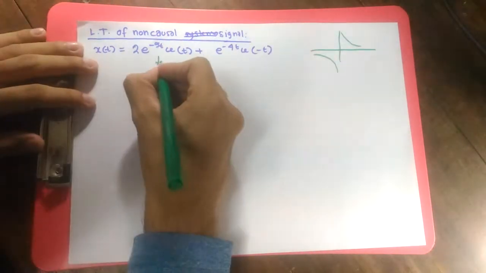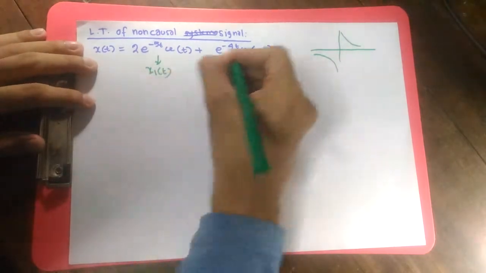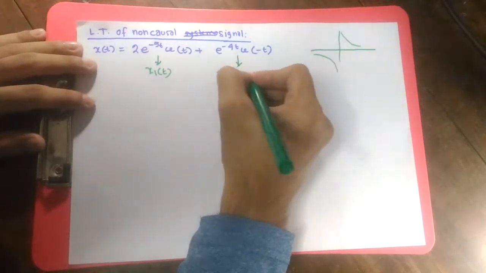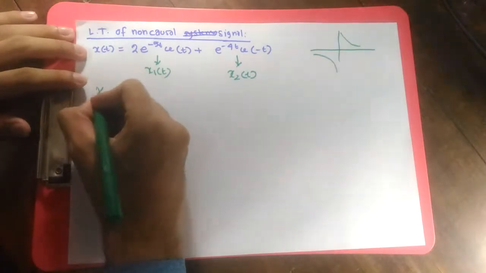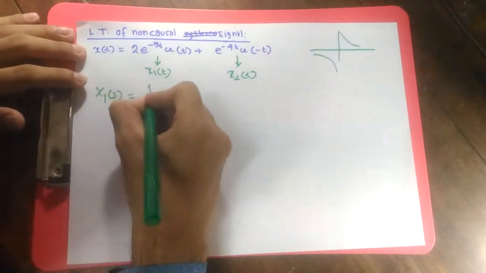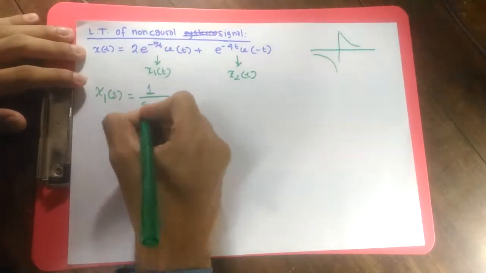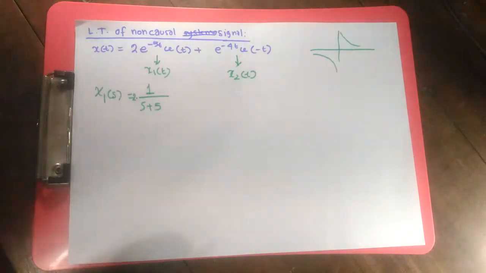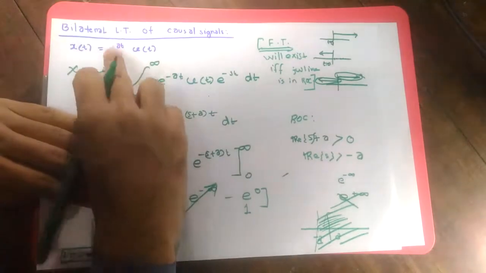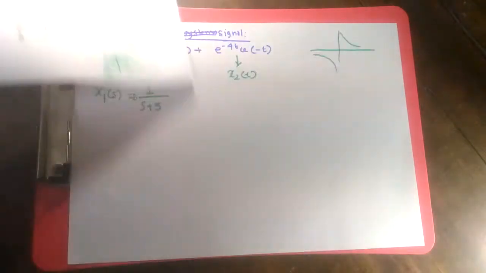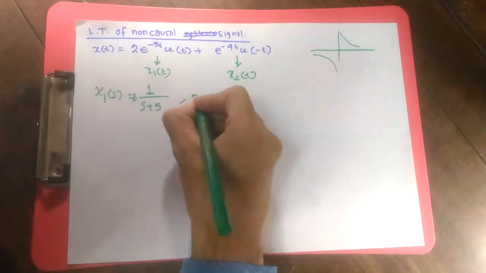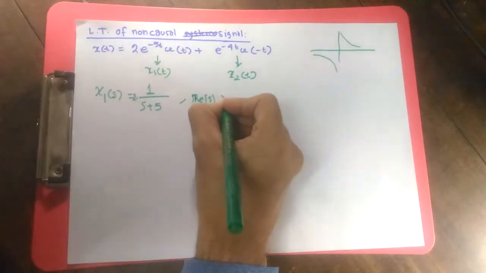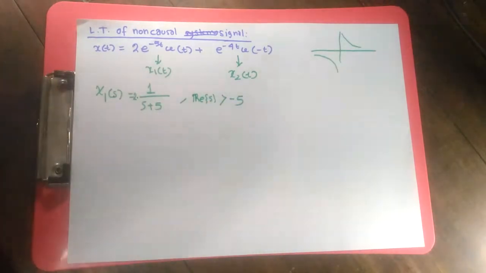So consider it as x1 of t and consider it as x2 of t. All right, then x1 of s is going to be 1 by s plus 5, and the 2 is going to hold on because the constant can come out of the integration, and from our past example we know e to the power minus at u of t is 1 by s plus a, and our region of convergence is going to be real part of s greater than minus 5.